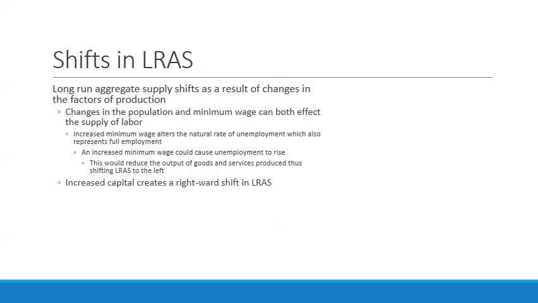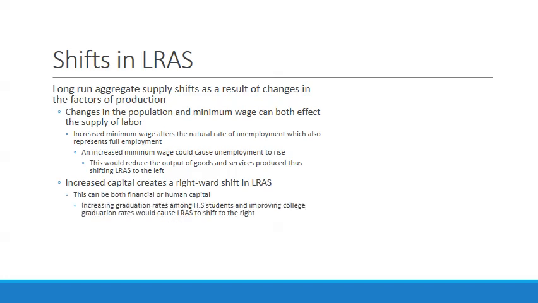Increased capital as a rightward shift in LRAS is also interesting because it can be both financial or human capital. So, for example, if you have an increasing graduation rate among high school students and improving college graduation rates, that would increase long-run aggregate supply. It would shift to the right. The reason for that is very simple: as the population becomes more skilled, in this case our human capital, that allows us to see an increase in long-run aggregate supply.